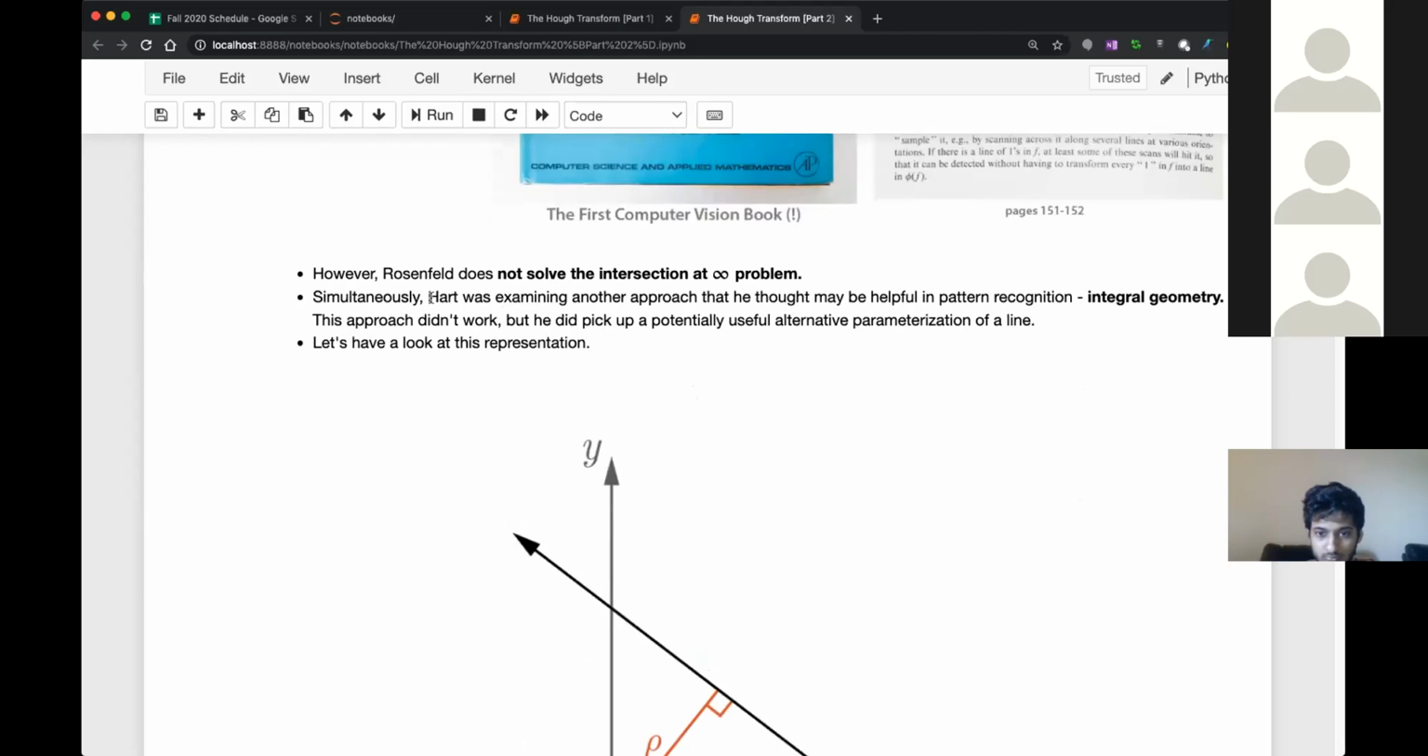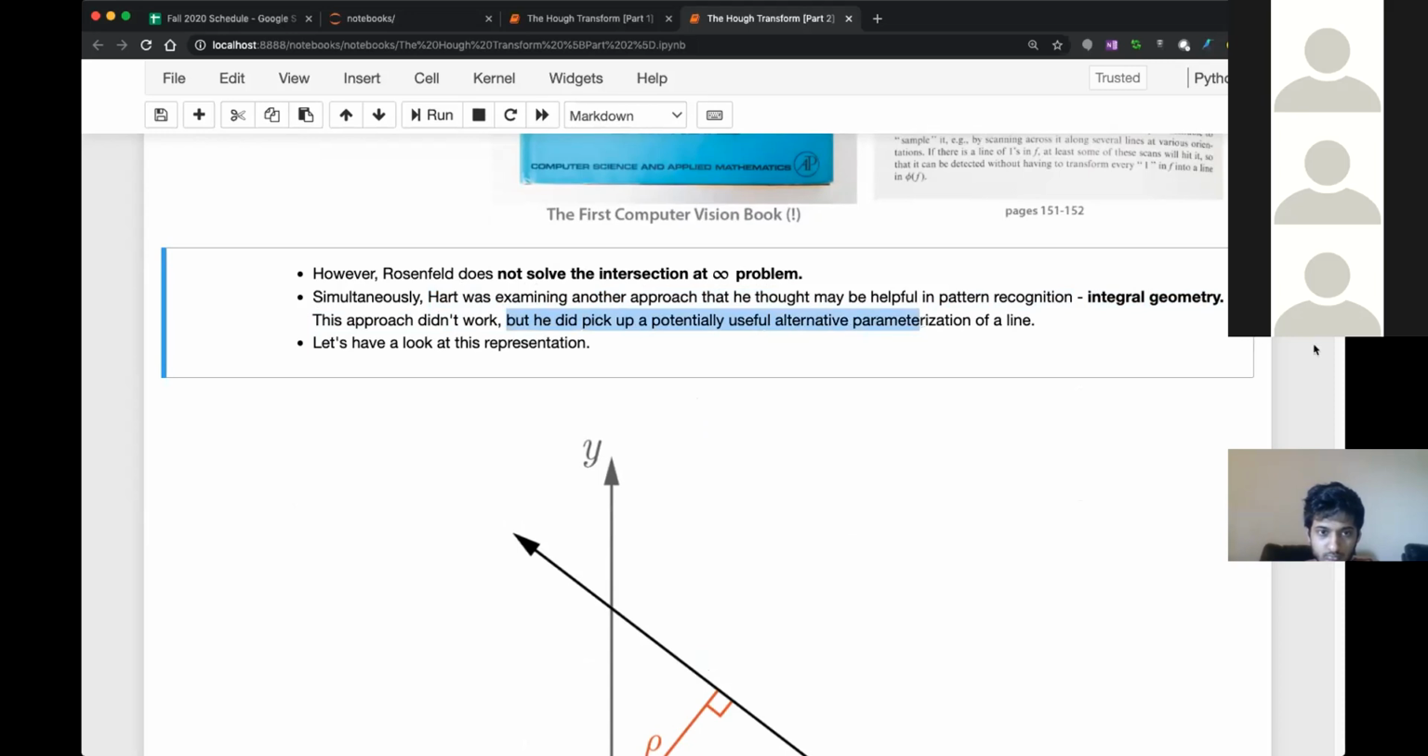So it just so happened that at the same time, Peter Hart was examining another approach that he thought might be helpful. It's this mathematical approach called integral geometry, and it's a little bit of an abstract part of math. But in this approach, or part of integral geometry for certain problems, they use a different representation of a line.